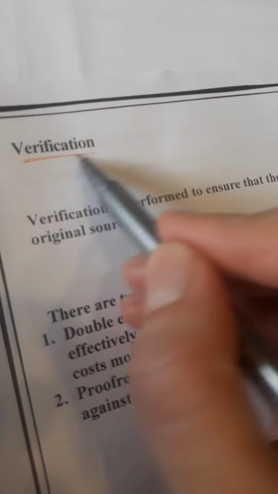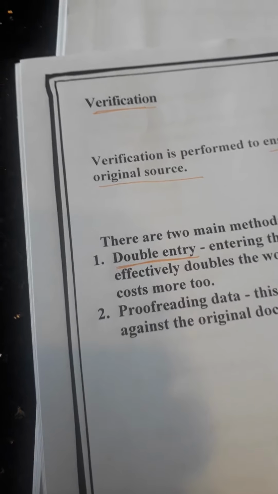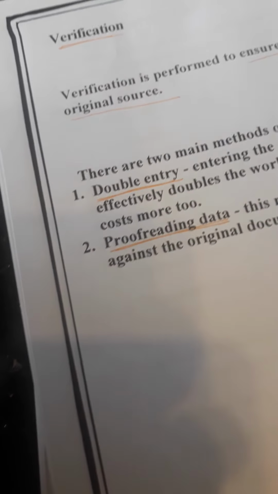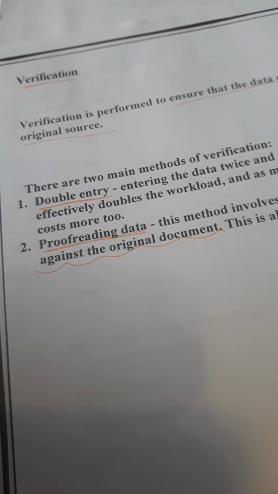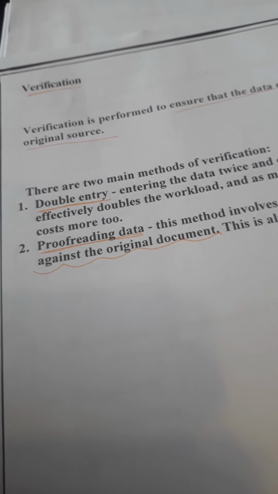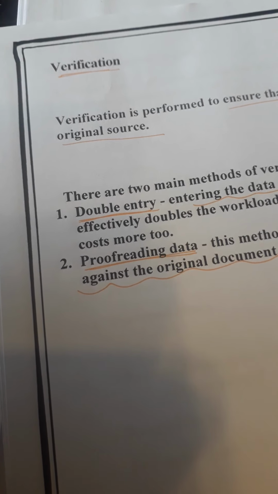Let's go to page 18, verification. Verification, as we said before, is to ensure that the data entered exactly matches the original source. We have 2 types, the double entry, like when you're making a new password, and proofreading, the type when someone is checking the data entered against the original document, like your manager when he looks at the papers and the bills that he has. Okay? Here, entering the data twice and comparing the 2 copies.